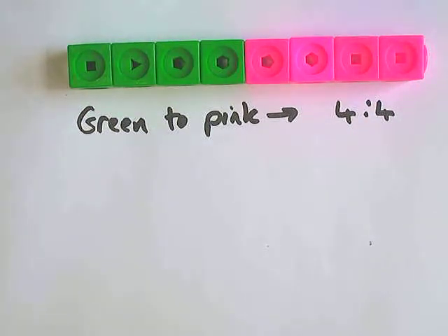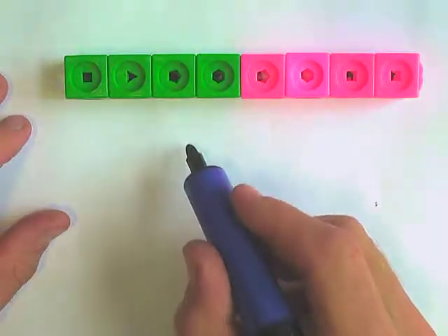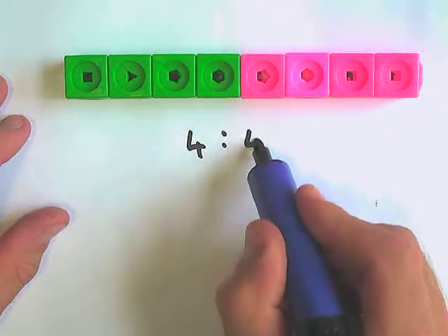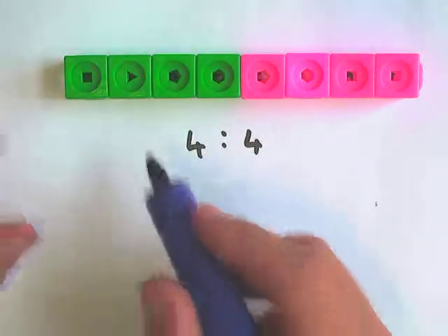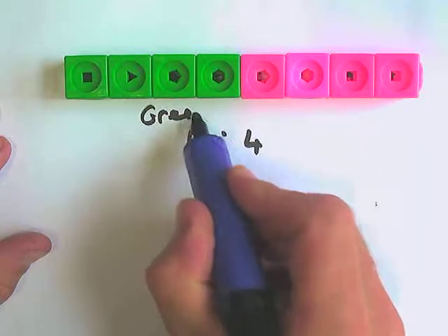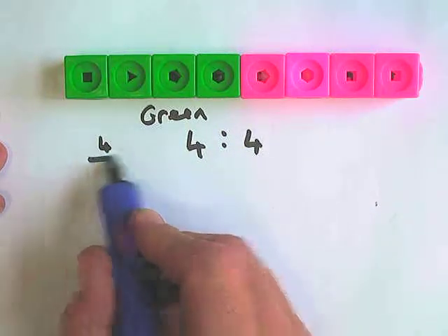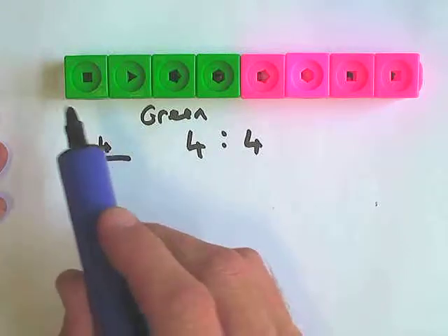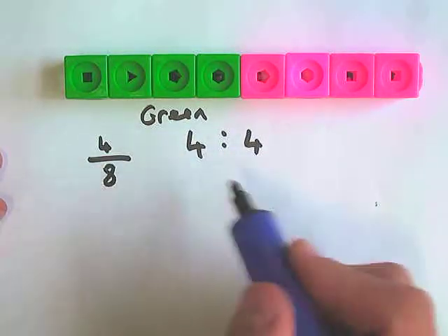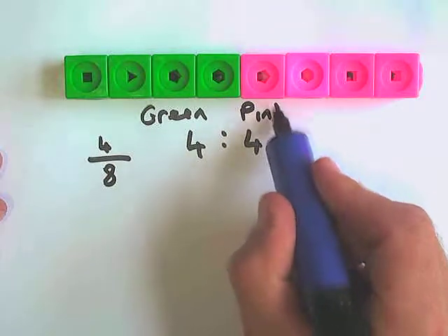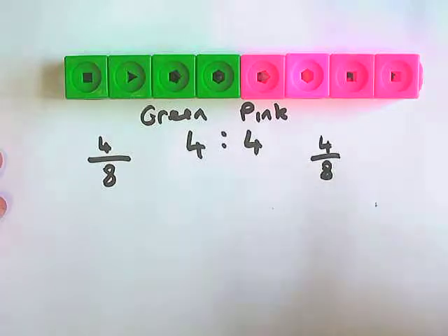This is fair shares. So if I pop that there, 4 to 4, first of all let's look at the fractions. So let's start with the green. Green, the fraction is 4 out of, well, we could count them all, or we could just notice there's 4 green and 4 pink, so it's 4 out of 8. And then you've got the pink. Pink is also 4 out of 8.